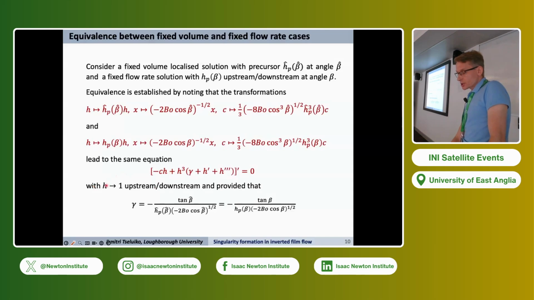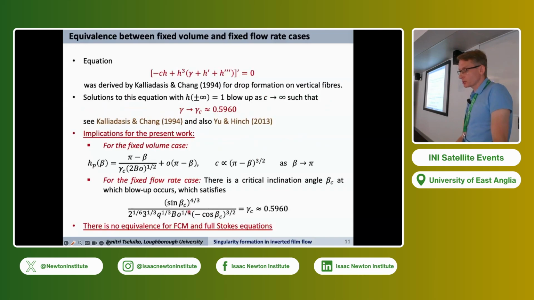then this leads in both cases to the same equation with the condition that thickness should tend to unity at infinity, upstream and downstream, provided that the value of this parameter gamma, depending on the inclination angle, the far field thickness, and the Bond number, is the same for both cases.